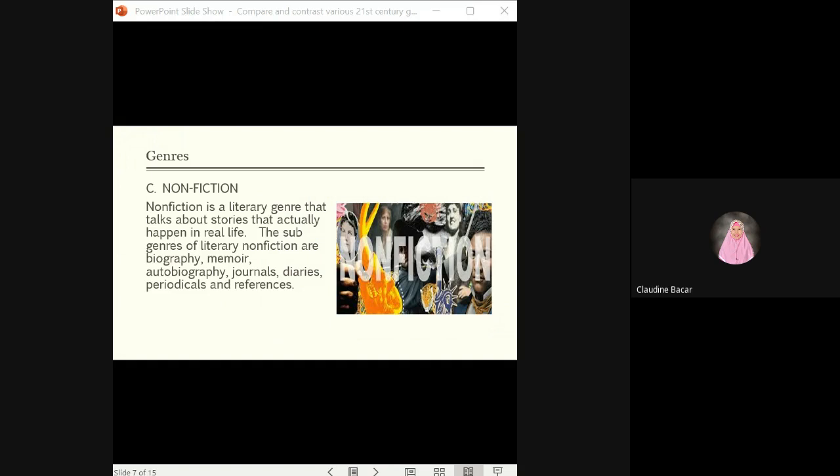It is a story that is based on true events and information. For example, an autobiography about someone's life is nonfiction. Encyclopedias, how-to manuals, and biographies are all considered nonfiction and so are kept in the nonfiction section when you go to the library.